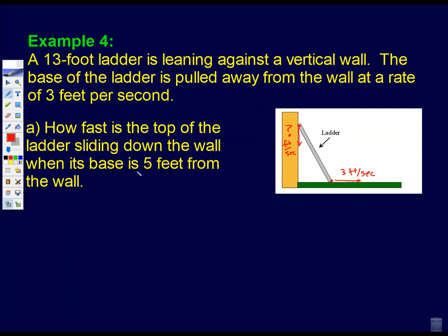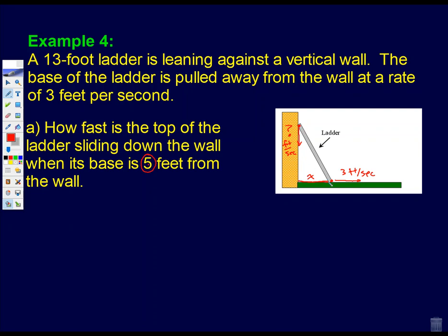Okay, so this 5 feet is not a constant value. It's just the spot where it's going to pass through that instant, and we're going to analyze the rates exactly then. What we need first is an equation relating the distance that this point is from the wall. And remember, that is not a constant distance, so we're going to label that as a variable x.